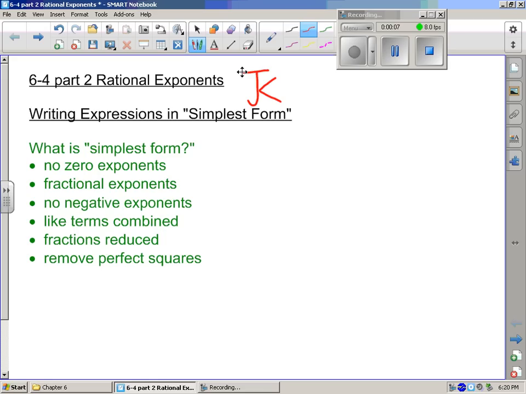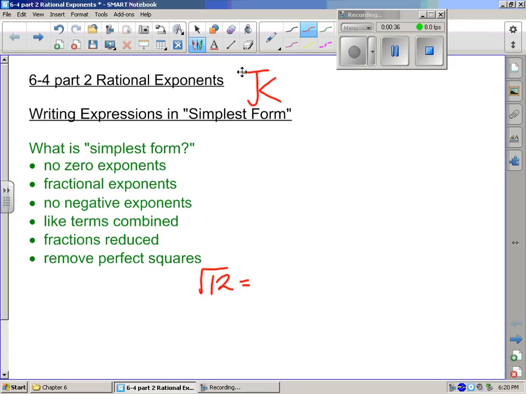Alright, 6-4, Part 2, Rational Exponents. When you have to write expressions in simplest form, this is what you have to do. Make sure there's no zero exponents because anything to zero is just a 1. Fractional exponents, no negative exponents. Like terms, make sure they're combined. Fractions must be reduced. You should do that for the rest of your life. And remove any perfect squares.